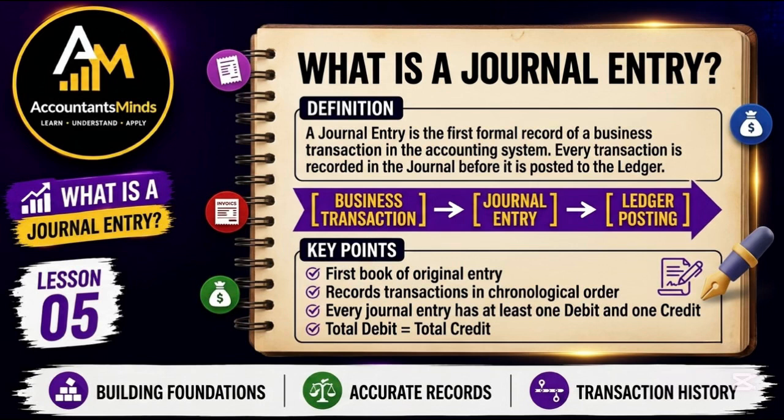Another important point is that transactions are recorded in chronological order, which means they are recorded according to the date they happen. Also remember, every journal entry must have at least one debit and one credit. And the total debit amount must always equal the total credit amount. Keep these 4 points in your mind because they are the foundation of journal entries.